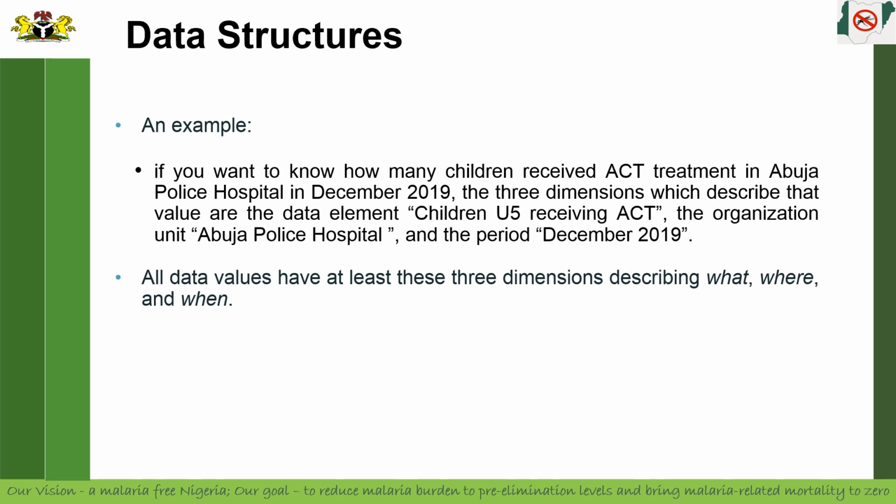The example we have here is, if you want to know how many children received ACT treatment in Abuja Police Hospital in December 2019, the three dimensions which describe that value are the data element, that is children under 5 receiving ACT, the organization unit, which is Abuja Police Hospital, and the period, that is December 2019. All the data values have at least these three dimensions, describing what, where, and when.